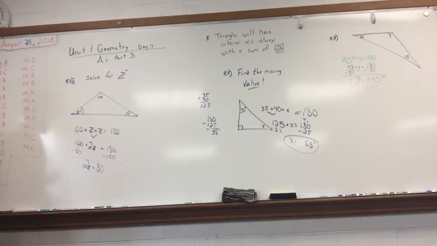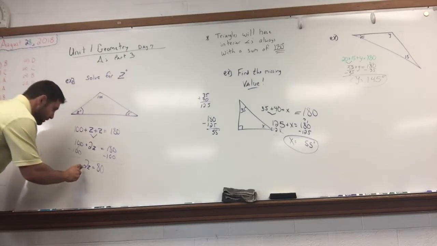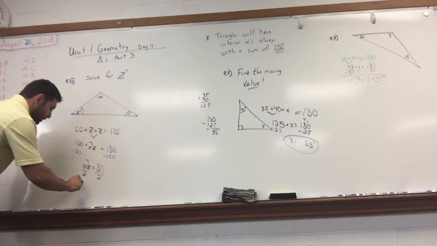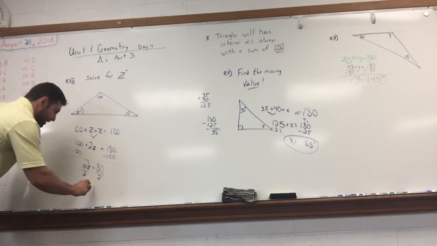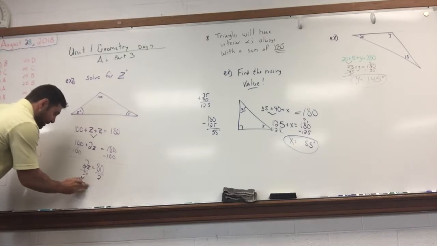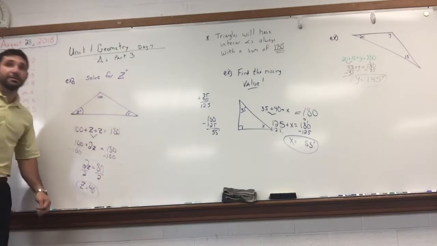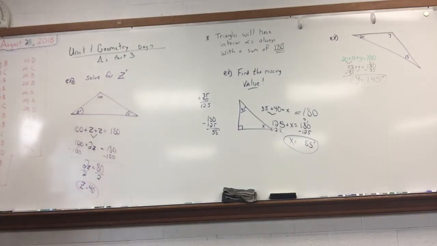So what do we divide by? By 2. So I'm going to divide both sides by 2. 2 divided by 2 is 1Z. 80 divided by 2 is 40. Cece, that was fantastic, honey. So Z is 40 degrees.